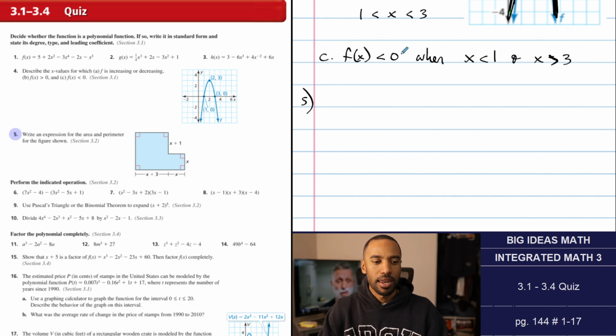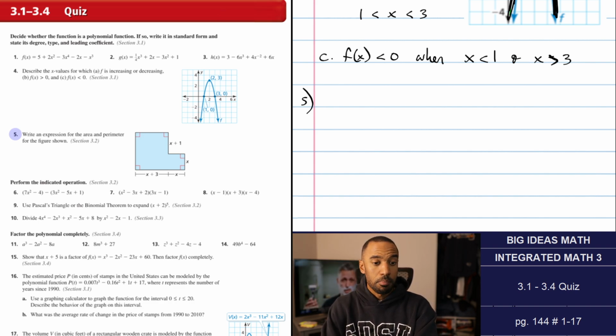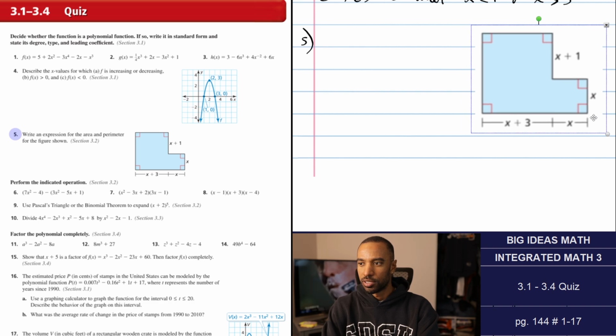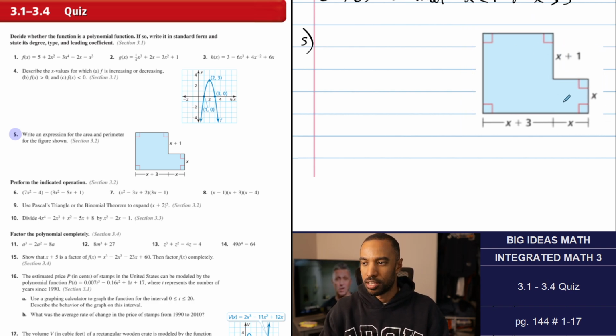All right, number 5, write an expression for the area and perimeter for the figure shown, section 3.2. So we have this guy. Let's copy and paste it. They say area and perimeter. Let's do perimeter first. How about that? For perimeter, we have to find out what all these lengths are as a whole.